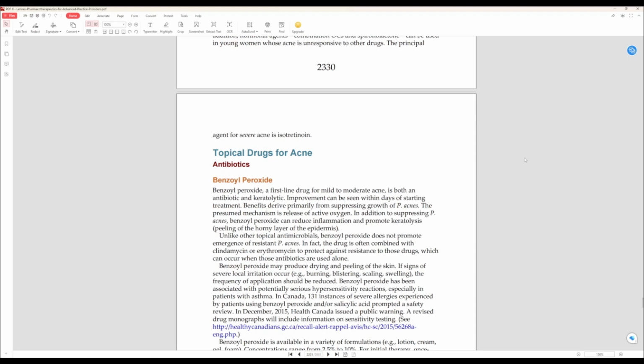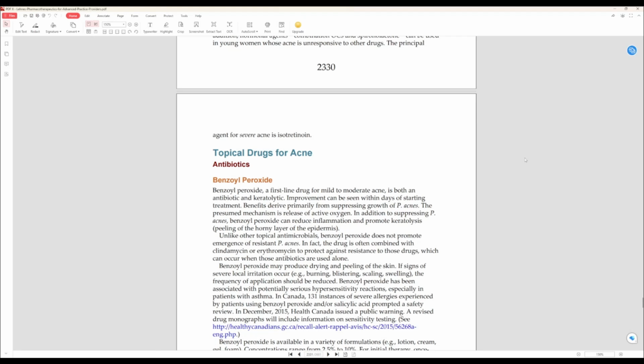Benefits derive primarily from suppressing growth of P. acnes. The presumed mechanism is the release of active oxygen. In addition to suppressing P. acnes, benzoyl peroxide can reduce inflammation and promote keratolysis.